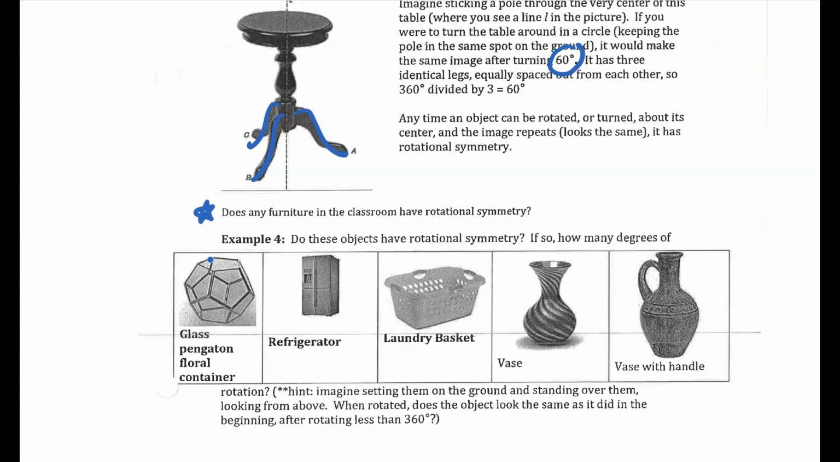Take a look at example 4. So do these objects have rotational symmetry? So this would be a great place to pause the video and try this on your own first.